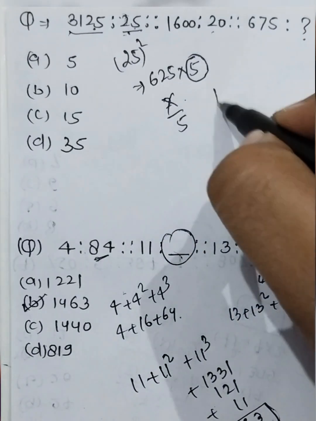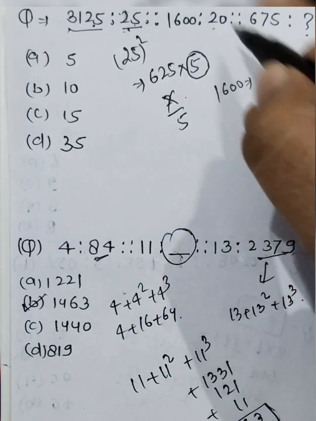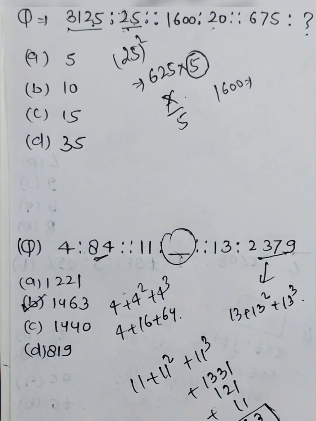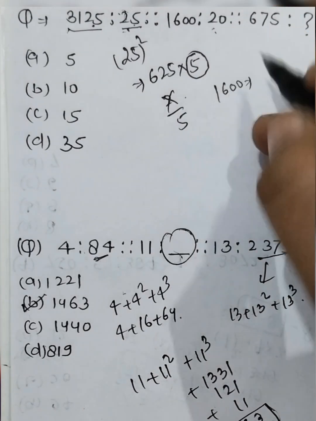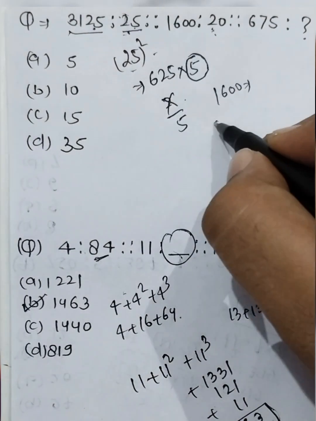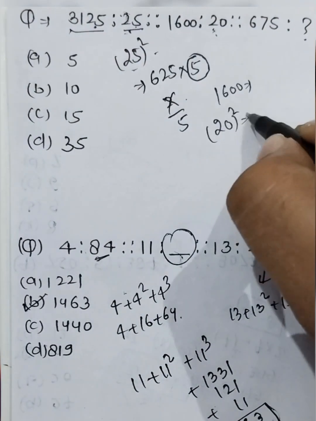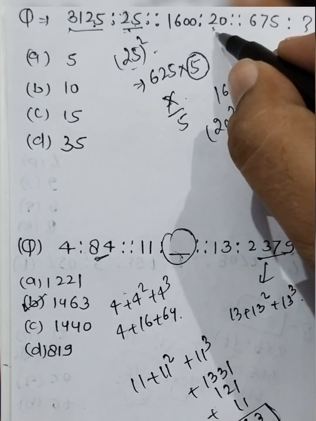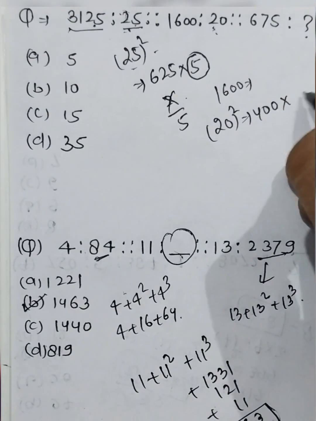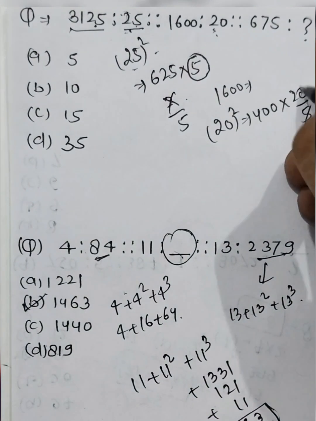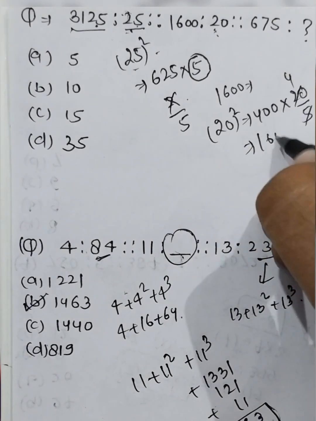In the same way, 1600 is what? It is somehow 800 twice, or 400 four times. 1600. Now we can find this 20. With the same logic we can apply: 20 square is equal to 400, and we just have to multiply by 20 by 5. We'll get 4. Our answer will be 1600.